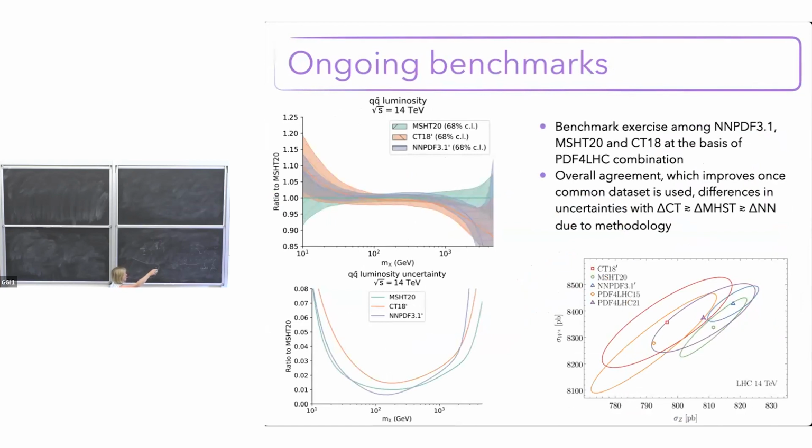So that's the benchmark. We all took the data from MSHT20, CT18 prime and NNPDF3.1 prime. And you see, now we agree on the central values, but the uncertainties are different. NNPDF still has smaller uncertainties, and the others have larger uncertainties. And this is down to the methodology, because we still use the tolerance, and we use the hyperoptimization. But at least it tells you what is due to the methodology and what is due to the data. So it was a very useful exercise.